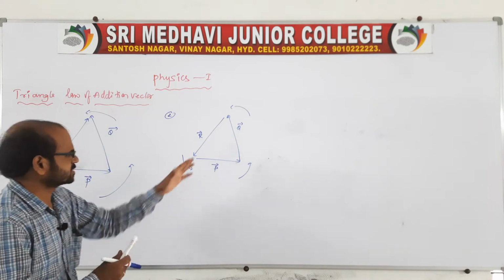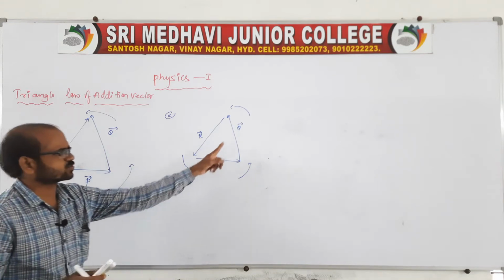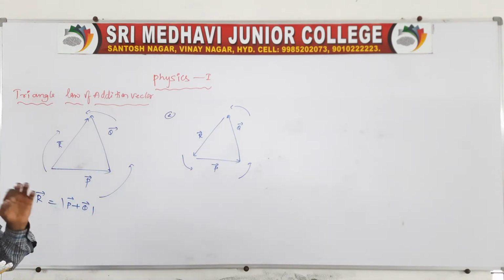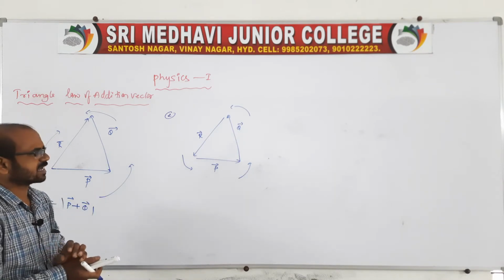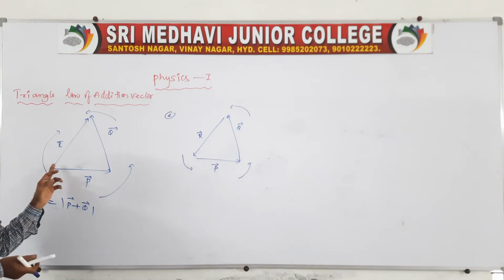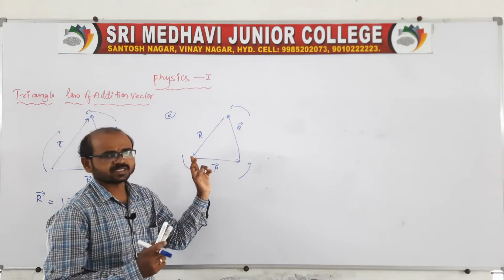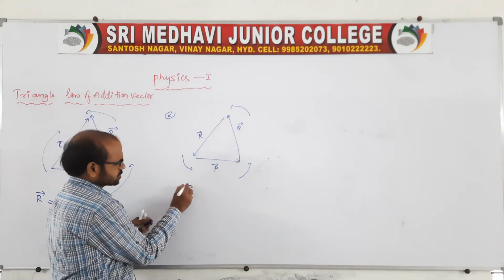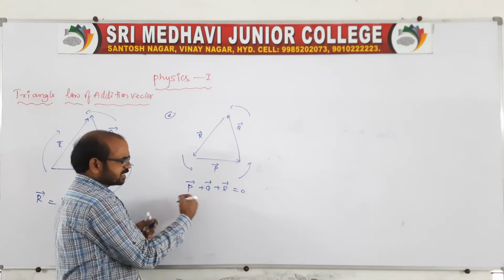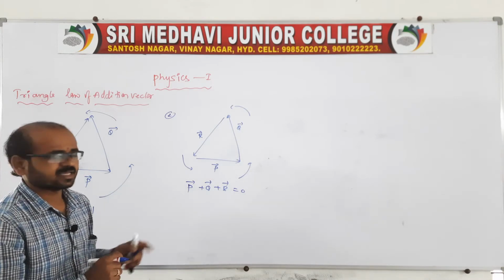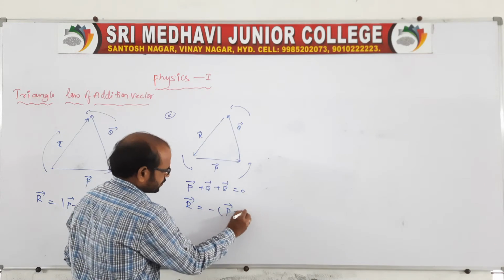If two vectors are represented both in magnitude and direction by the adjacent sides of a triangle, and their resultant is represented by the closing side of the triangle, in this triangle it is in the reverse order, and in this triangle it is represented in the same order. Suppose you add P plus Q plus R vector, it is equal to 0. That is nothing but the sum of the vectors in a given triangle is equal to 0. Therefore, the resultant will be minus of P plus Q.